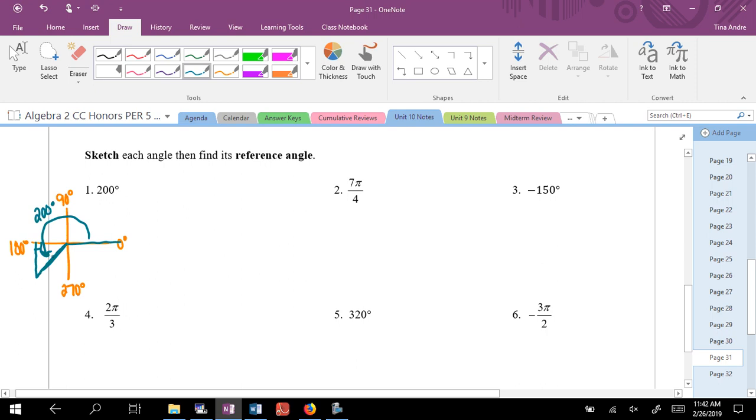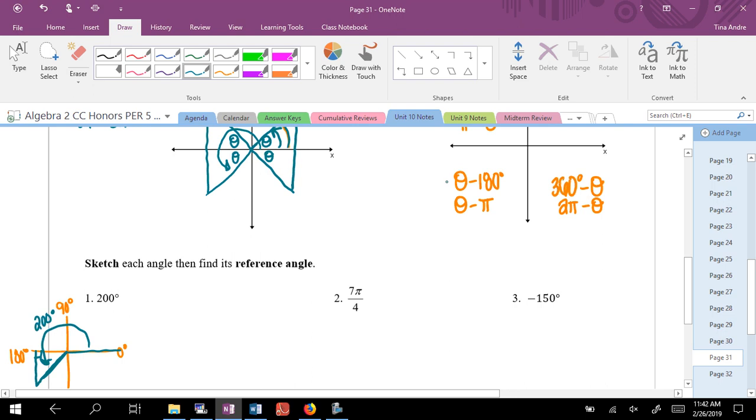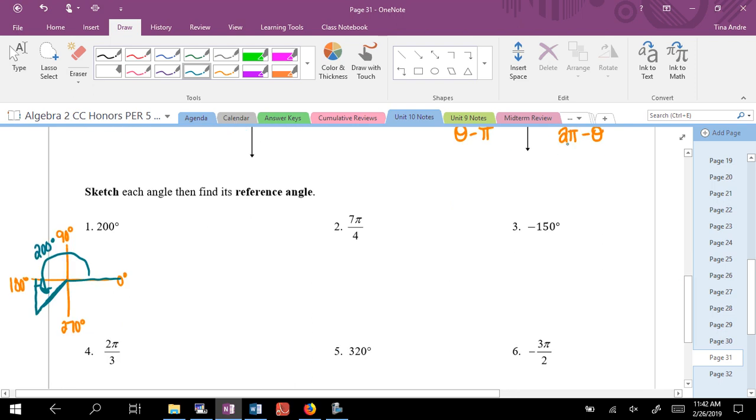So basically what you're going to do is you're going to do theta minus 180. If you don't have that memorized, just do what makes sense. If I'm trying to figure out this portion and this whole thing's 200, I want to get rid of the 180 so I can figure out the reference angle. So I'm going to do 200 minus 180. I'm left with 20. So this angle is the reference angle, which is equal to 20 degrees. And that's it. So let's try some other ones. We're going to see some different scenarios.